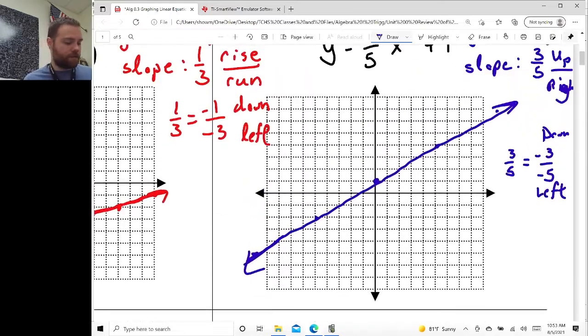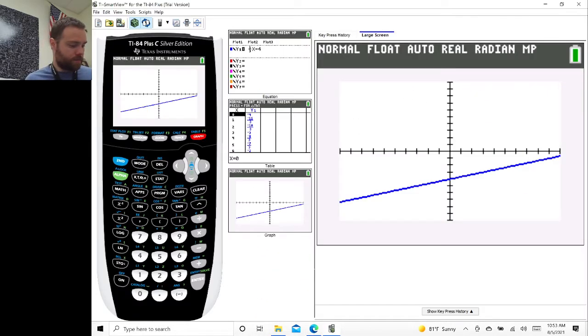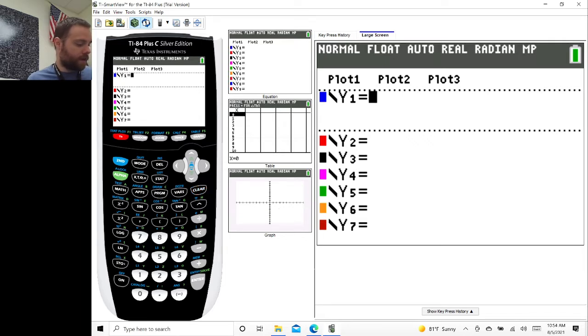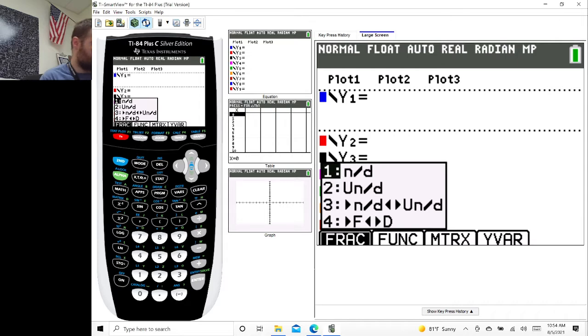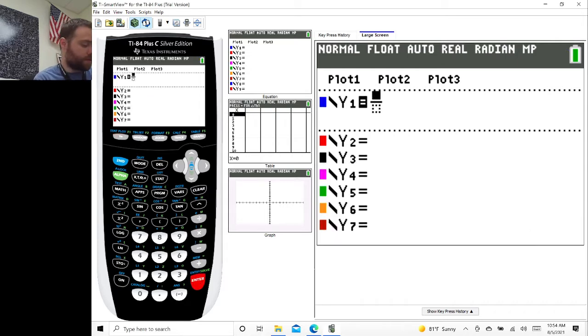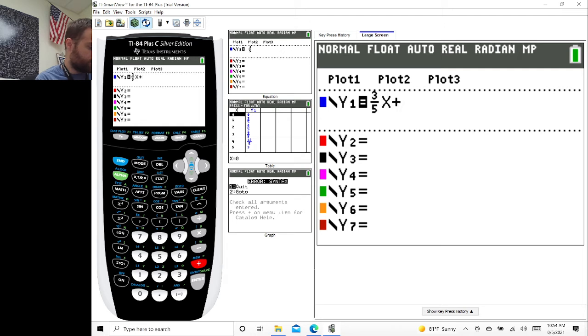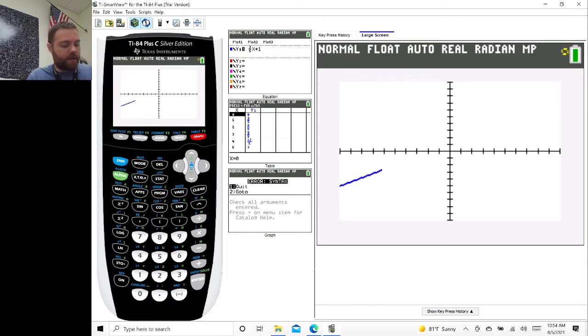So, oh yeah, I said I was going to show you that in the calculator. So I'm going to go to y equals. I'm going to clear this out. I'm going to do alpha y equals, just to tell the calculator to put a fraction there, so that's going to be 3/5 x plus 1. Press graph, and there's that same graph.